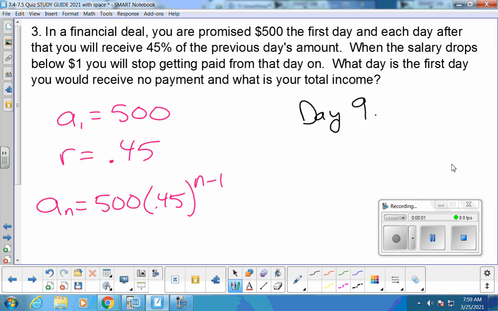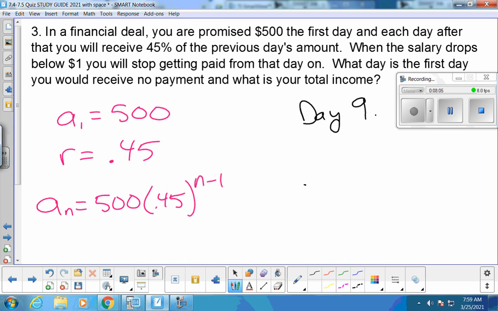9. And then what is your total income? I guess we would need to just find the sum of all our income from day 1 to 8, because we don't get paid on day 9, right? Could we use a shortcut to help us on this?